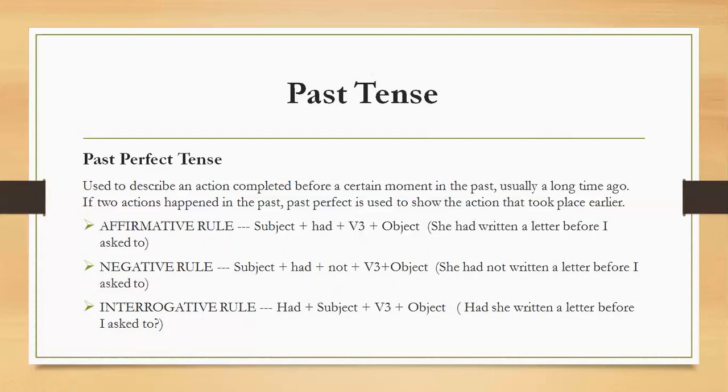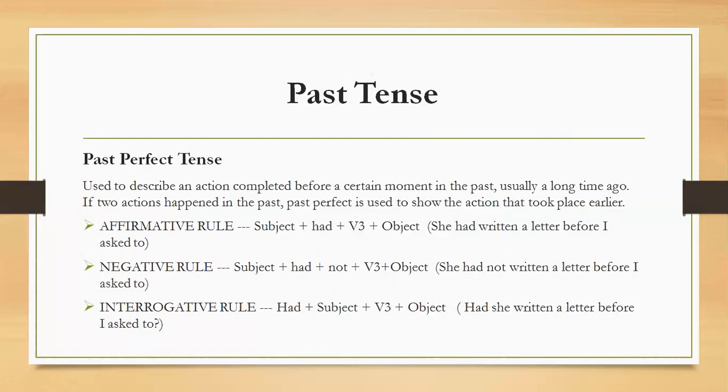For example, he had exercised before it started to rain. He had slept before I came back from the market. So, past perfect, as we know, is a type of the past tense. The action has already been completed in the past, and it has usually been completed a long time ago.